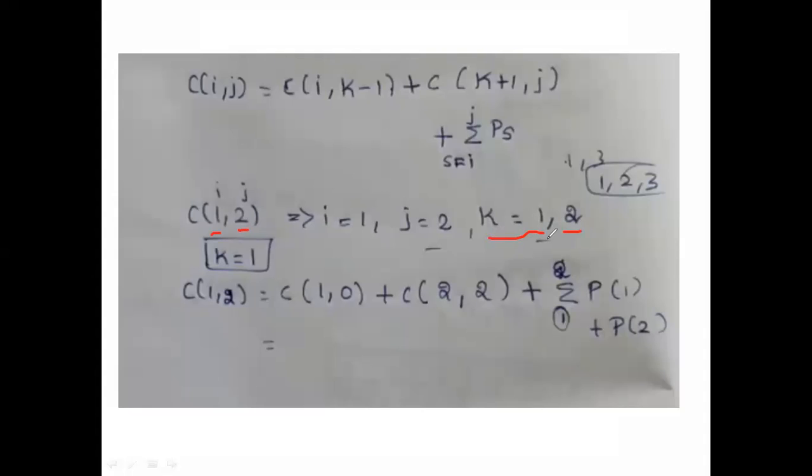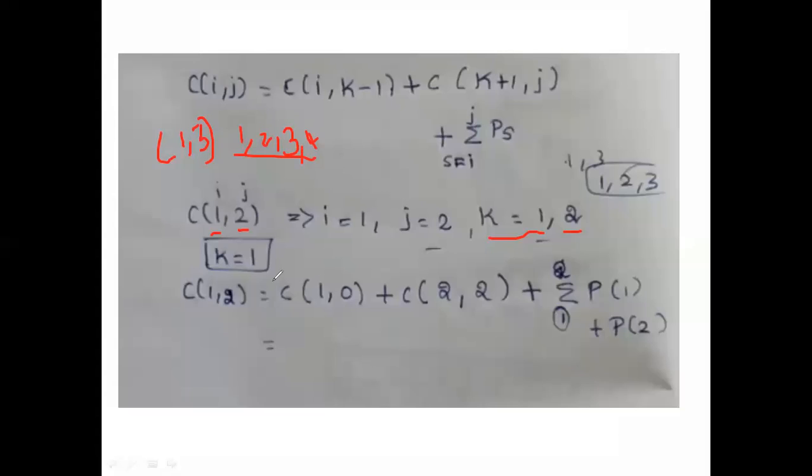First you take k equal to 1. Suppose C of 1 comma 3. 1 comma 3 means what? The k values should be 1, 2, 3, so 3 values. k equals 1, 2, 3. Suppose C of 1 comma 4 means the k values are 1, 2, 3, 4.